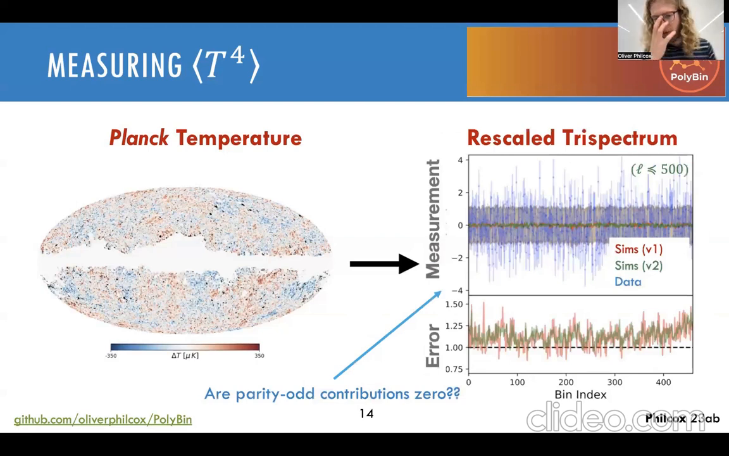This is an example of the results. On the right-hand side here, the blue points I'm showing are the 4-point trispectra measured from the Planck large-scale temperature dataset. And in the red and green, I'm showing you the simulations. Here I've done some rescaling so everything can nicely fit onto one plot. But what you see is a whole bunch of points jumping up and down around 0. This is not necessarily the easiest to interpret. So if we actually want to make some measurement of parity, we're going to need to do some statistics, just like we had to do for the galaxy dataset.